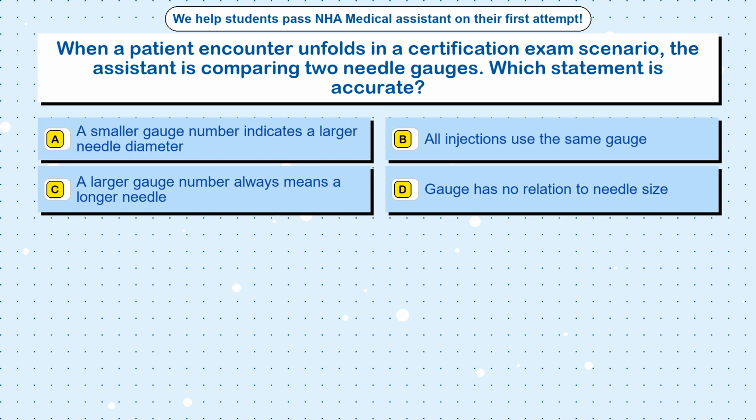Question 35. When a patient encounter unfolds in a certification exam scenario, the assistant is comparing two needle gauges. Which statement is accurate? Option A, a smaller gauge number indicates a larger needle diameter. Option B, all injections use the same gauge. Option C, a larger gauge number always means a longer needle. Option D, gauge has no relation to needle size.